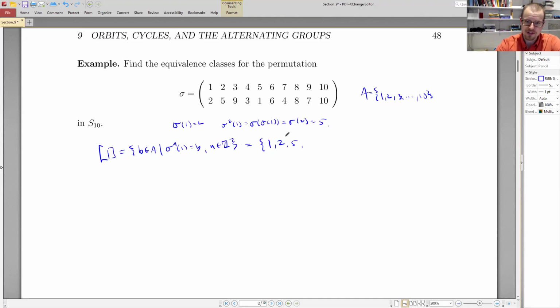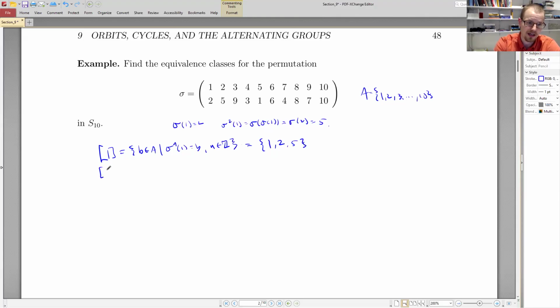So I don't have to write this out every time. I just have to watch and see where these things go until it stops going somewhere. So 1 gets sent to 2, 2 gets sent to 5, 5 gets sent to 1, and that actually puts me back at where I began. I don't have to list those elements twice. So I'm done. Now, the equivalence class containing 2 is exactly this equivalence class.